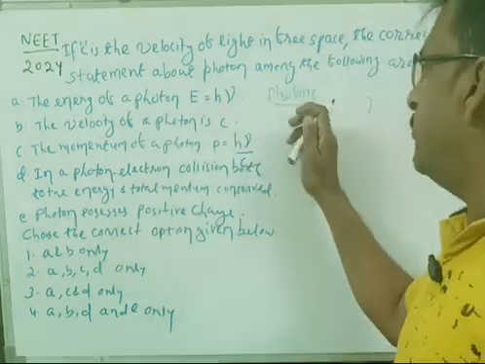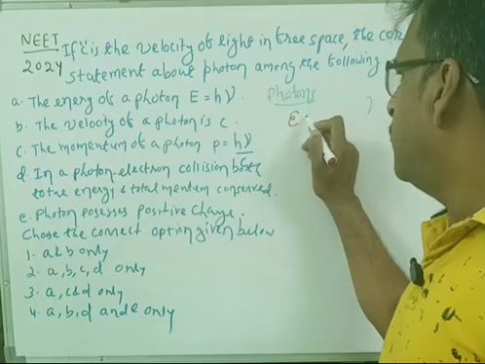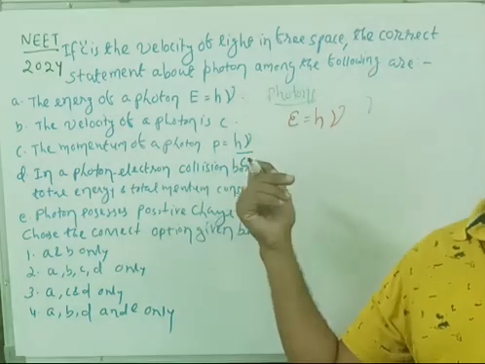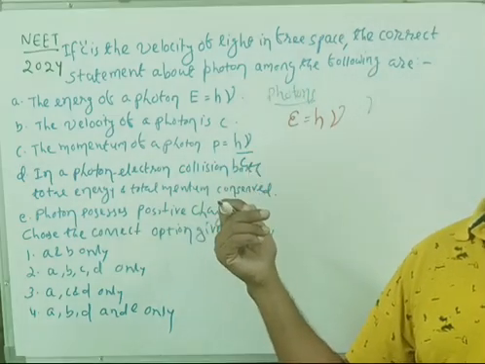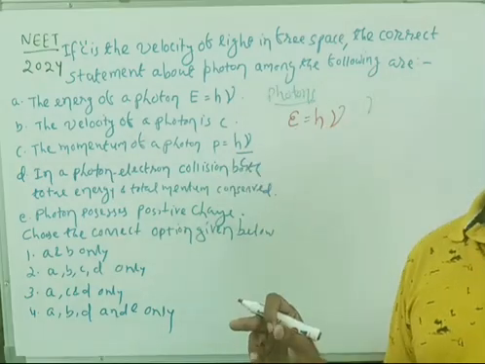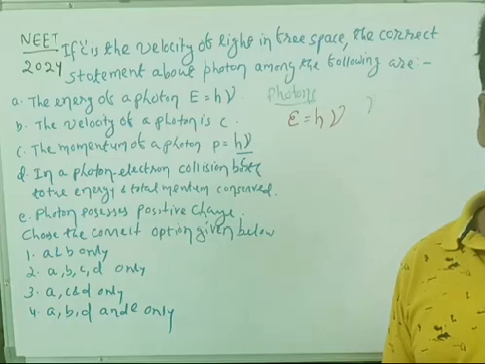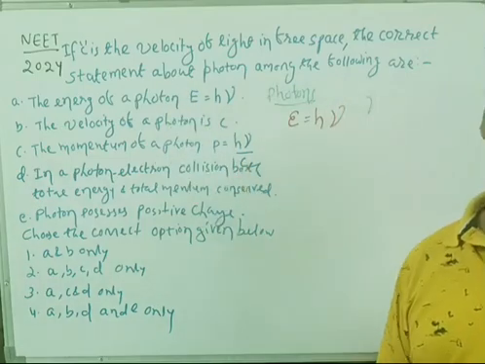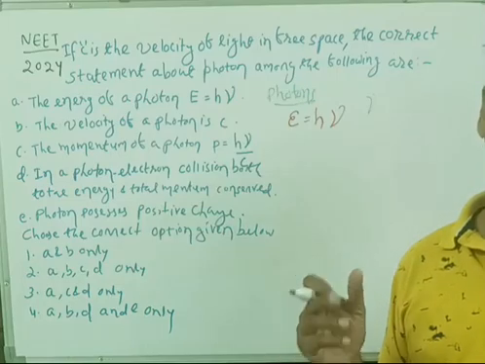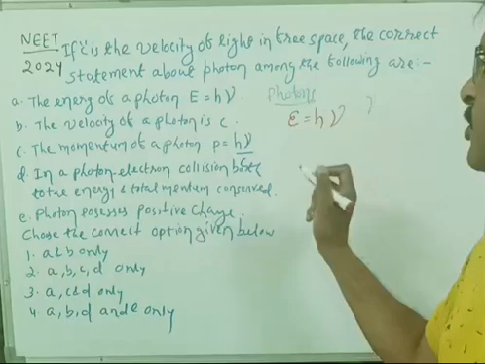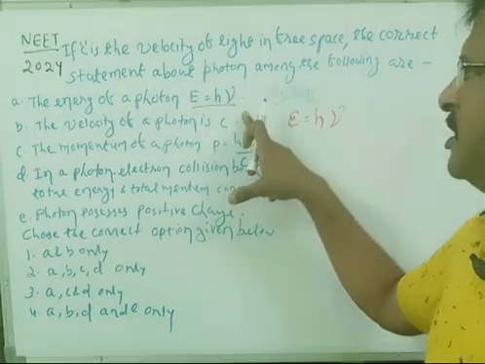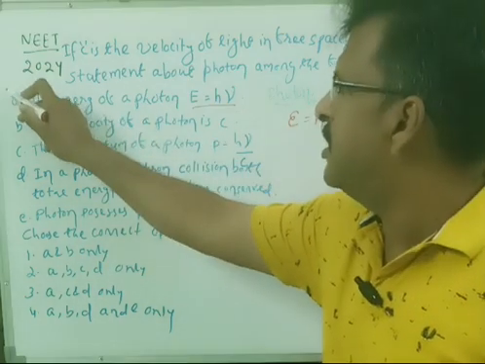The energy carried by a photon or a particle of light is h nu, where h is Planck's constant and nu is the frequency, according to Einstein's particle theory or quantum theory of light or corpuscular theory of light. So E is equal to h nu. This has come from Einstein's theory. This is a very famous relation. This is correct, we know. So option A is correct, student.